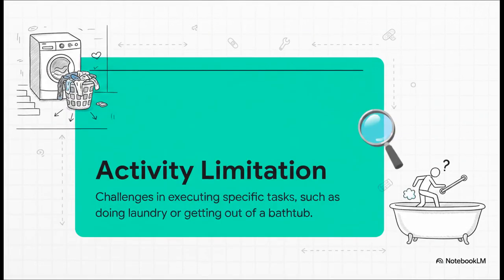Okay, so that impairment then causes an activity limitation. This is where the medical stuff starts to spill over into daily life. We're not even talking about work yet. For Ms. Brown, this means she has a hard time with simple, everyday tasks like carrying a laundry basket up the stairs or just getting in and out of the bathtub.